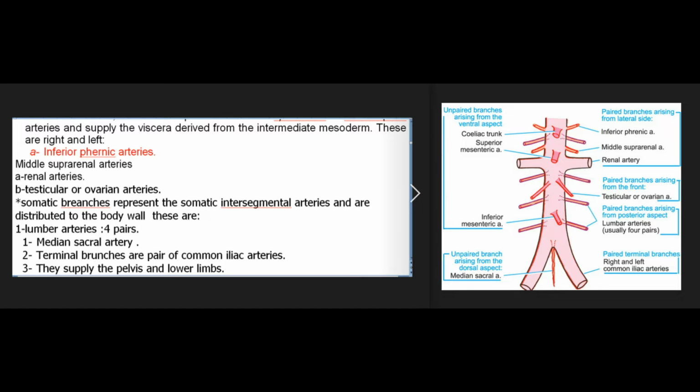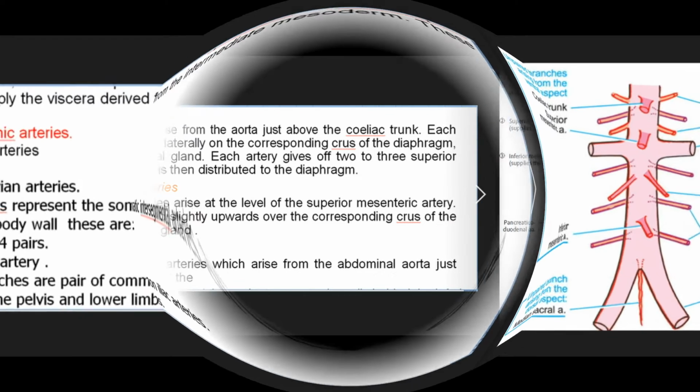Somatic branches represent the somatic intersegmental arteries and are distributed to the body wall. These are 1. Lumbar arteries, 4 pairs. 2. Median sacral artery. Terminal branches are the pair of common iliac arteries. They supply the pelvis and lower limbs.